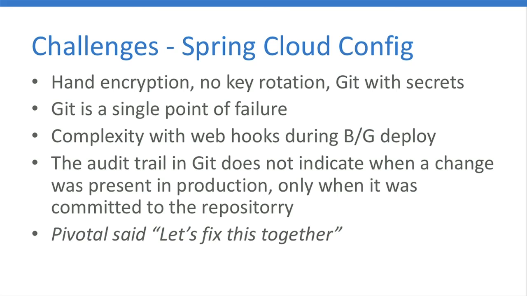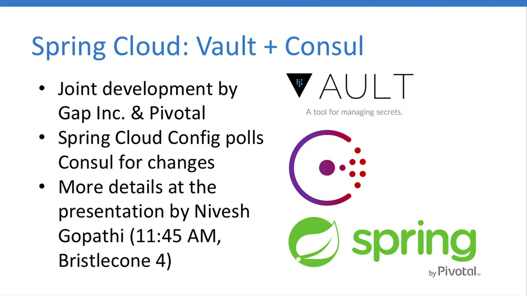We took that to Pivotal, and they've been great. And they said, you know, you're right. Why don't you guys not solve that on your own? Why don't we work together, and we can fix it and then deploy it as part of the platform? So that's coming in a future release. Gap and Pivotal co-developed this capability to use Consul and a few other things to encrypt and maintain this type of capability. So it's Vault and Consul.